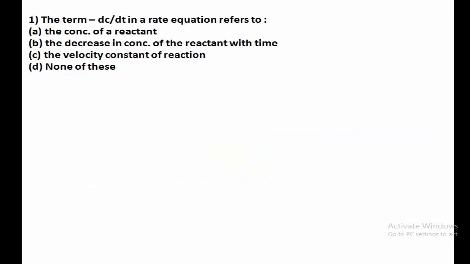The first question: the term minus dx by dt in a rate equation refers to the concentration of a reactant, the decrease in concentration of reactant with time, the velocity constant of reaction, none of these. So as you already know, if I consider the reaction C gives D, how will we write the reaction rate? Minus dC divided by dt is equal to what? dD, concentration of D, make it capital D, divided by dt.